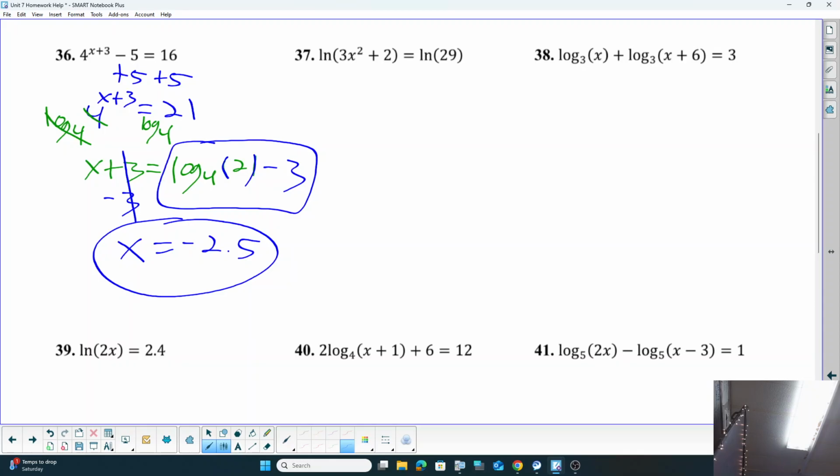I don't have statistics. Okay, how do we undo ln, you guys? How do we undo ln? We base e both sides, right?